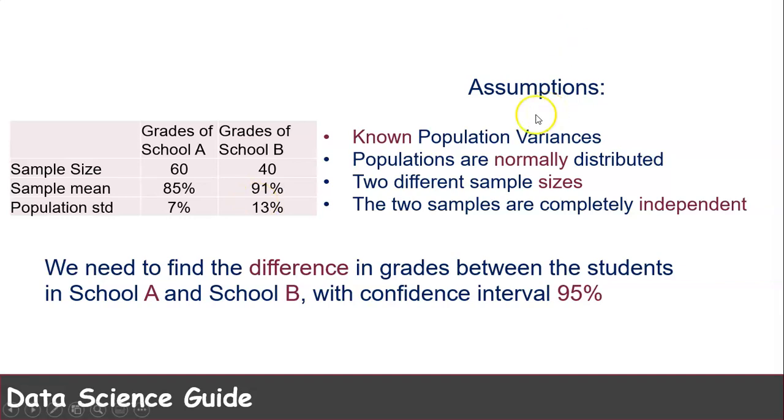So our assumptions here: we have known population variances, which are 7% and 13%. Populations are normally distributed, and we got two different sample sizes. And the last assumption here, the two samples are completely independent. So we need to find the difference in grades between the students in school A and school B, with a confidence interval of 95%. So in the next tutorial, we are going to calculate the confidence interval.